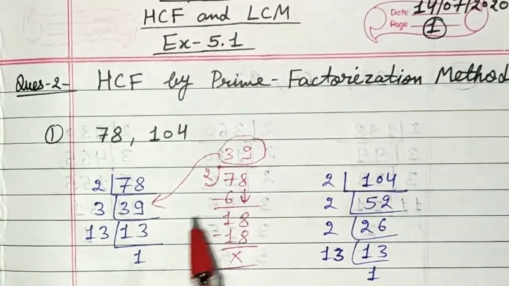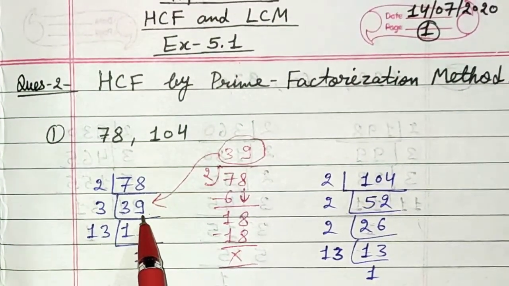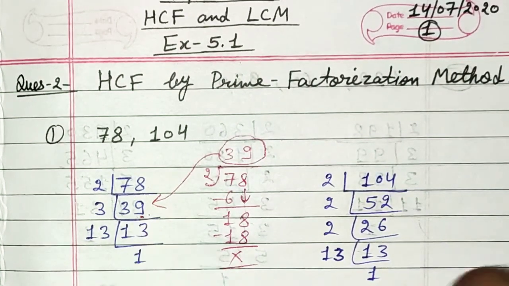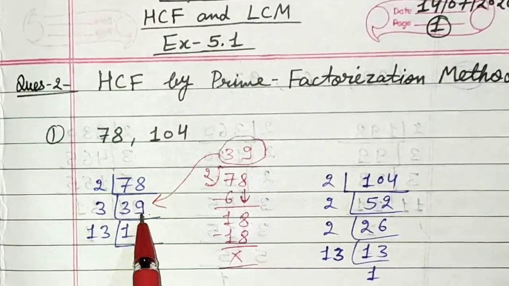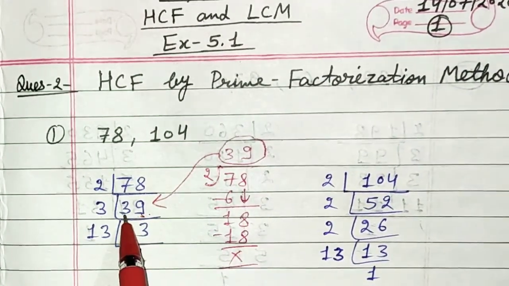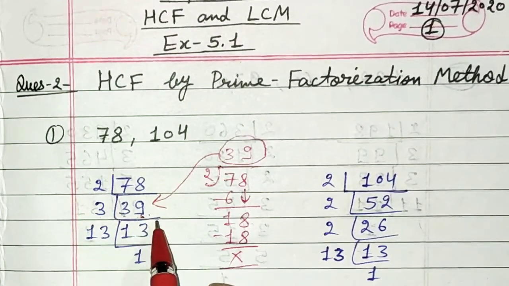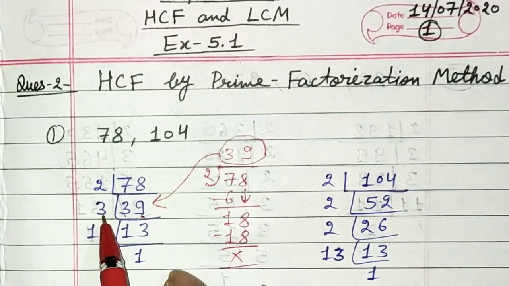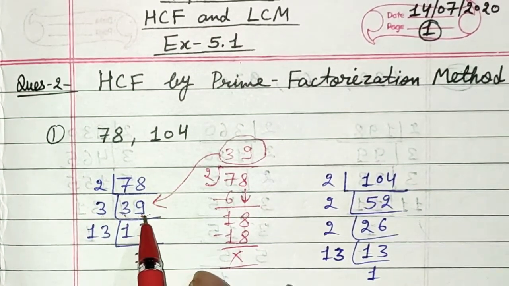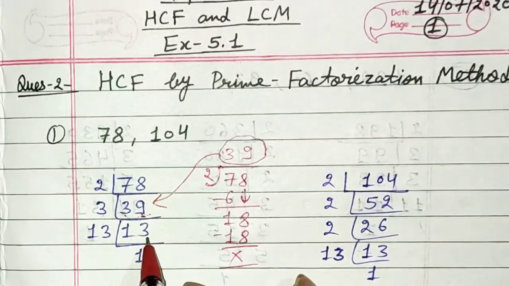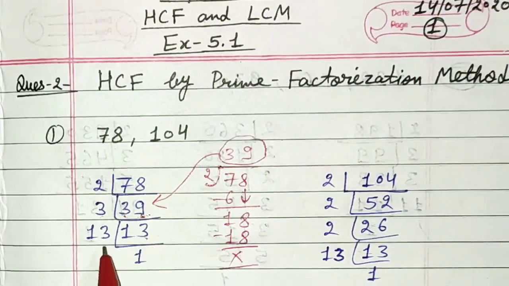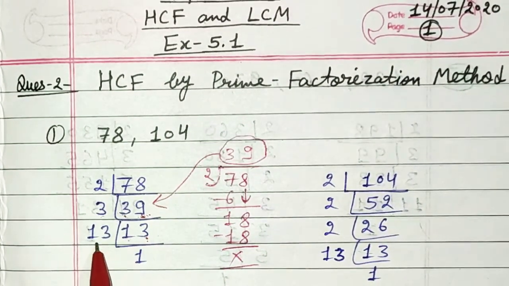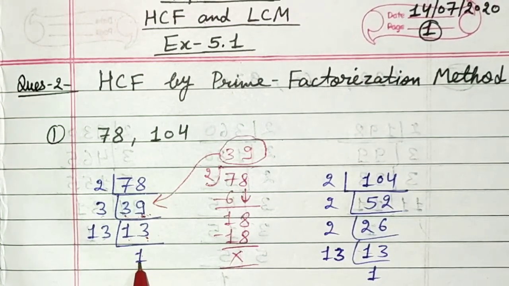Now 39. You know that this is an odd number, and an odd number is not divisible by 2, so just move to 3. 9 plus 3 is equal to 12, and you know when the sum is divisible by 3, then the whole number is also divisible by 3. So 39 we can divide by 3. When you divide 39 by 3, you get 13 in the quotient. You know very well that 13 is a prime number, so 13 can only be divided by 13. So 13 one time is 13.